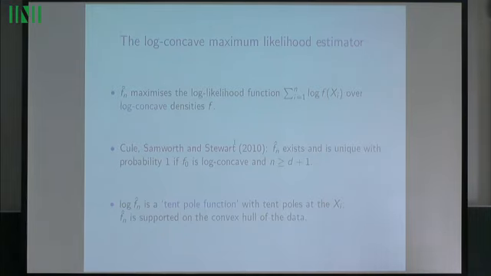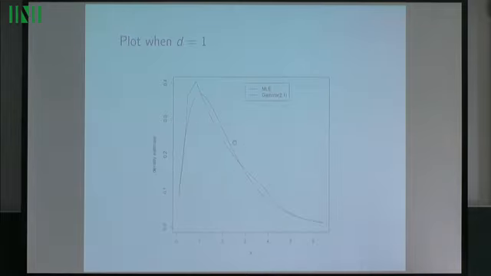It can be shown that the log-concave MLE exists and is unique with probability 1 whenever the true density f0 is log-concave and the number of samples exceeds d plus 1. And as well as being concave, log fn hat turns out to have a special, elegant geometric structure. It's an example of a so-called tent pole function, whose graph can be thought of as the roof of a taut tent stretched over some tent poles, which in this case happen to lie at the original data points. So in particular, the log-concave MLE fn hat is supported on the convex hull of the data, and it's piecewise log affine. And here are some plots.